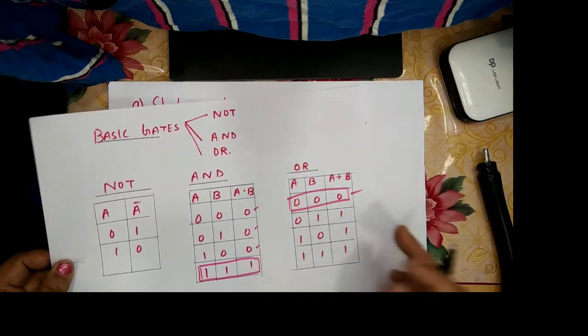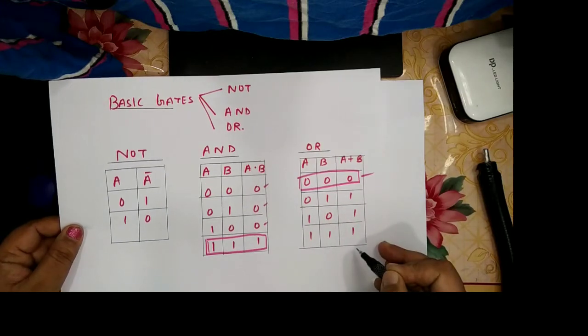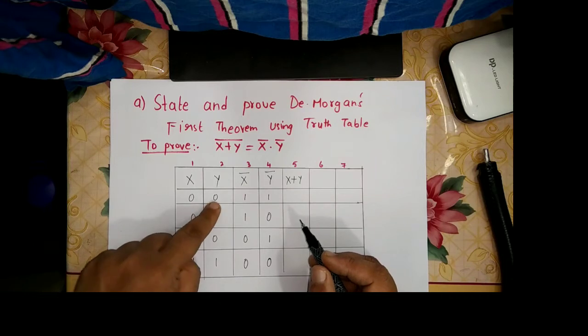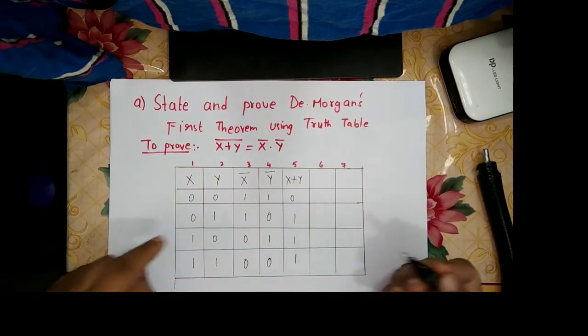So here in the OR gate, only for 0, 0 it is 0. For the rest of the values, it is going to be 1. So you can just see here, okay, for x or y where 0, 0 is there. So here you have 0, 0. For the rest of the values, you mark it as 1.